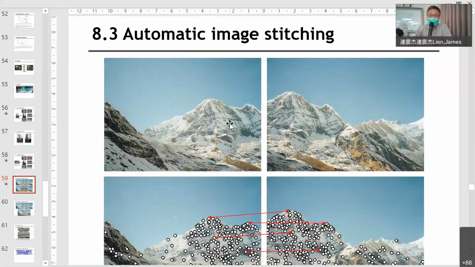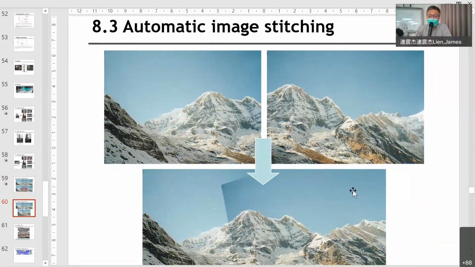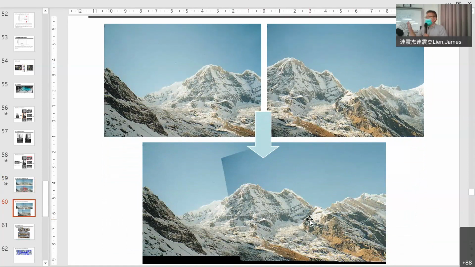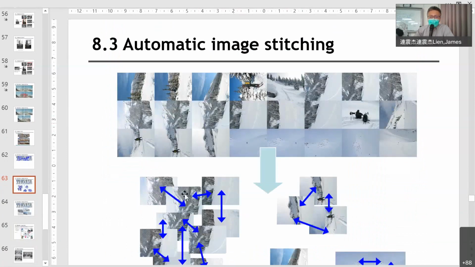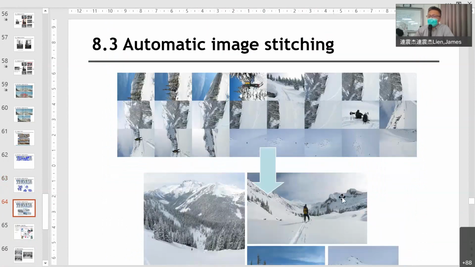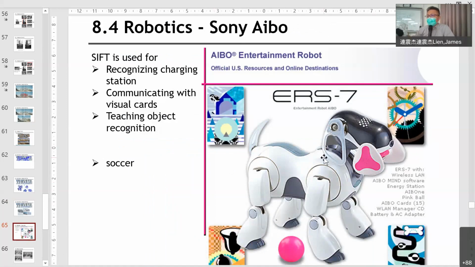SIFT's contribution also includes stitching. If two images have overlap, based on the overlap you can do the stitching. When you use a cell phone to take continuous shots and stitch them, that is SIFT technology. SIFT is a descriptor, and you can use descriptors with k-means or other methods to classify, then stitch.